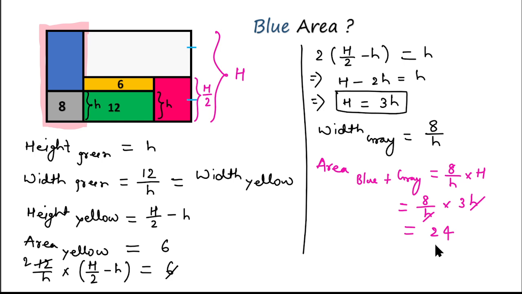Okay, so this complete area of this rectangle is 24, and we will subtract this gray area from this, so we will get the blue area. So we can write the blue area is equal to 24 minus 8, that is 16 square unit.